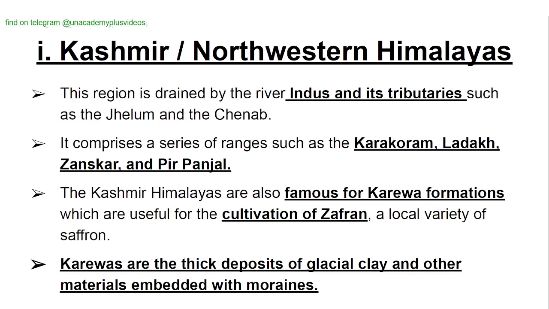Kashmir or the northwestern Himalayas. This region is drained by the river Indus and its tributaries such as the Jhelum and the Chenab. It comprises a series of ranges such as the Karakoram, Ladakh, Zanskar, and Pir Panjal. The Kashmir Himalayas are also famous for Karewa formations, which are useful for the cultivation of zafran, a local variety of saffron. Karewas are thick deposits of glacial clay and other materials embedded with moraines.